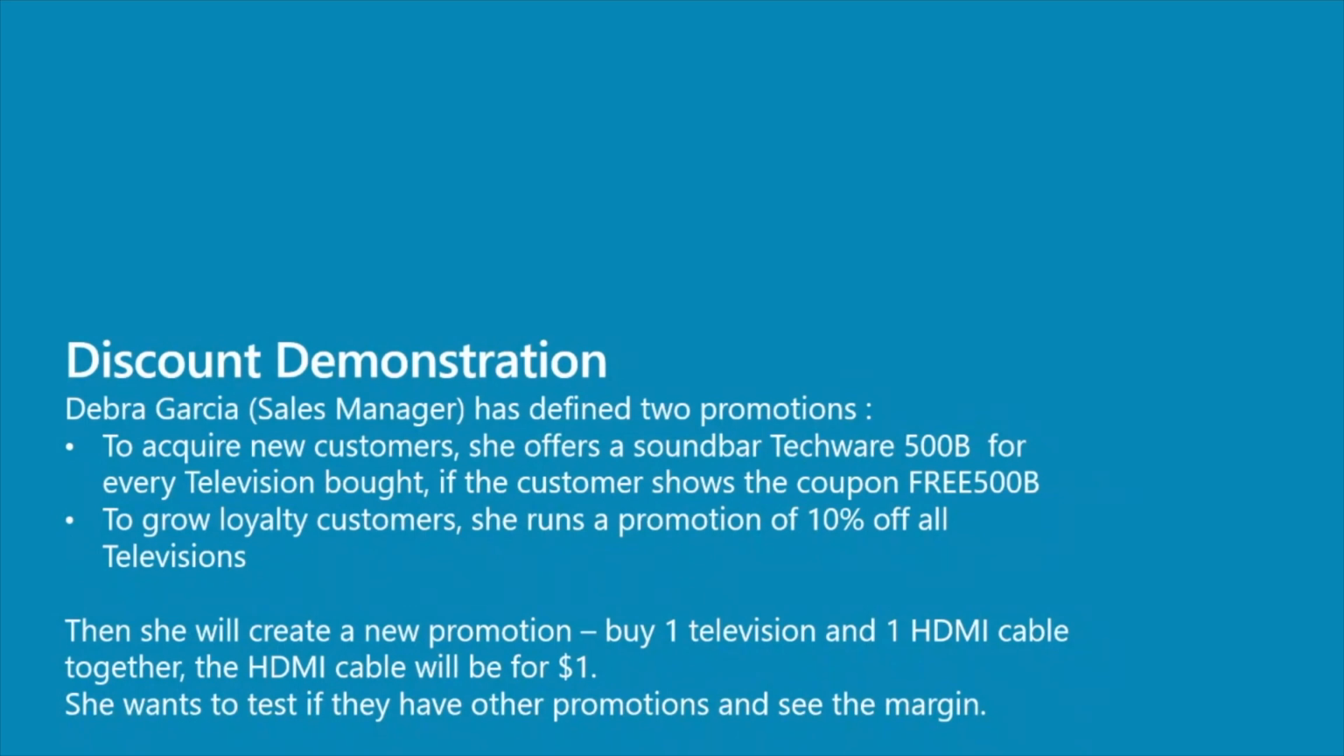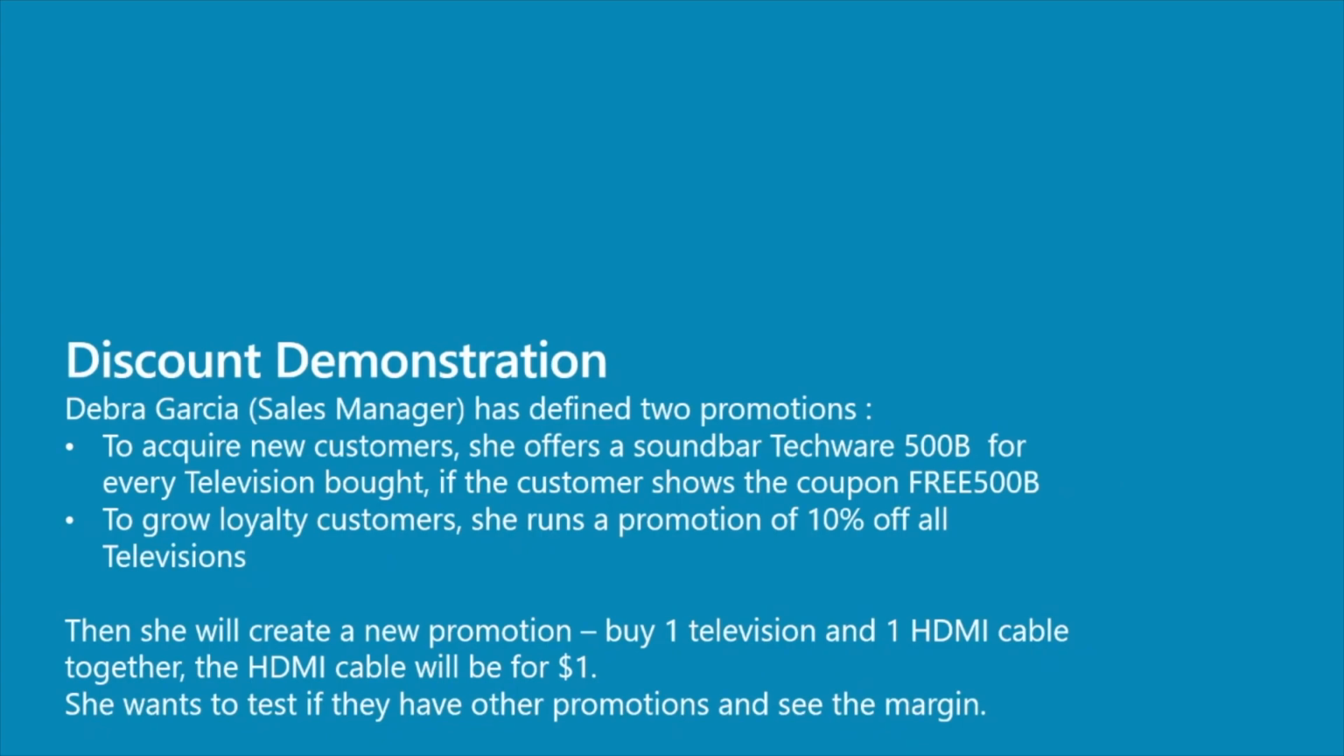Now it's time for a demonstration. Vaghasia has defined two promotions. To acquire new customers, she offers a soundbar worth 500 B for every television box, if the customer shows the coupon code free 500 B. To grow her loyalty customers, she runs a promotion of 10% off all televisions. Then she will create a new promotion: buy one television and one HDMI cable together, and the HDMI cable will be $1. She wants to test if they have other promotions and see the margin.